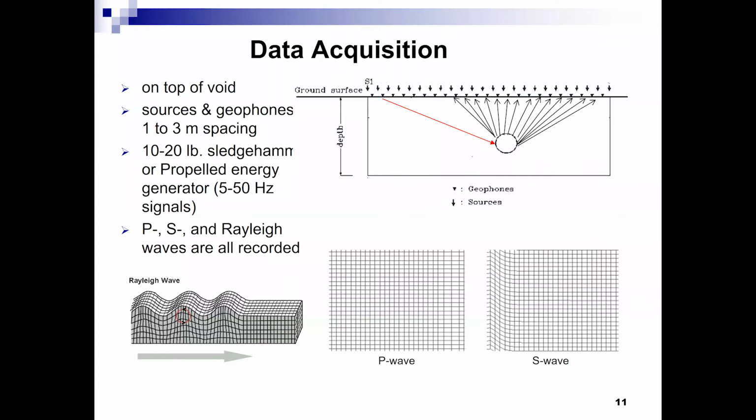We use a 10 to 20 pound sledgehammer or a propelled energy generator to generate the wave field, from 5 to 50 hertz. When we apply the vertical load, we generate all types of waves: Rayleigh wave, P wave, shear wave, and we measure all of them on the ground surface. We have to use all of them because we cannot separate them. So you will match the entire measured data to extract the P wave velocity and shear wave velocity.